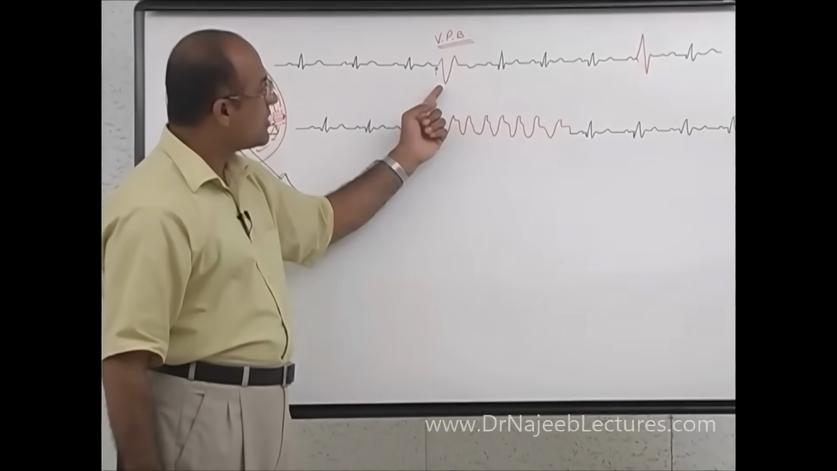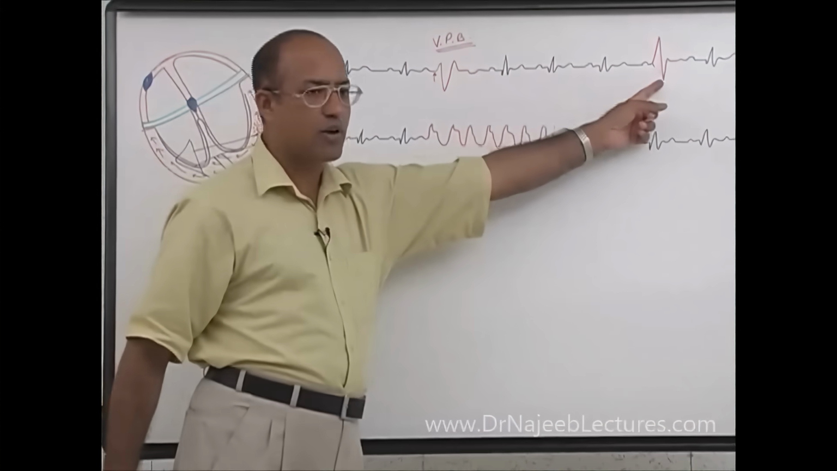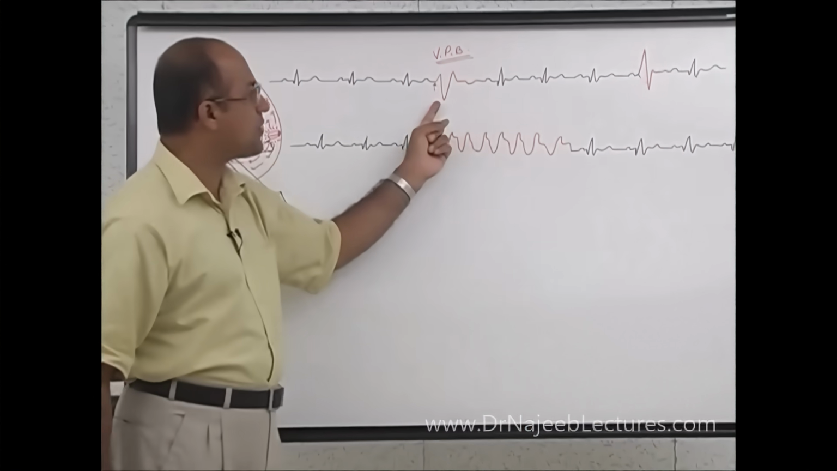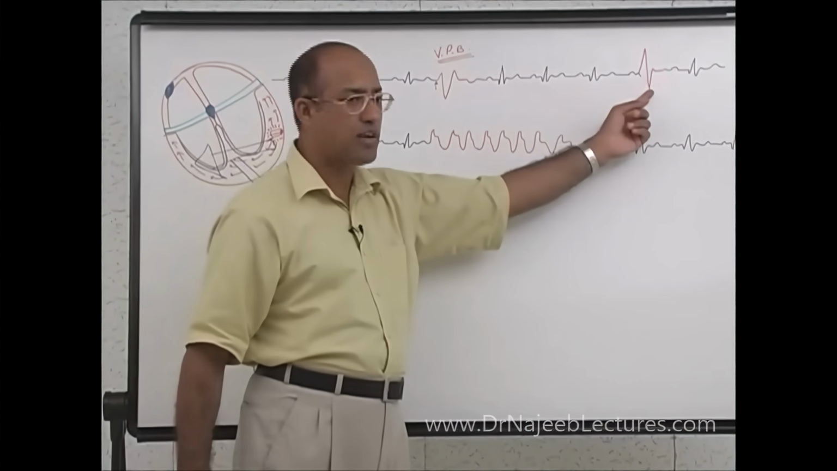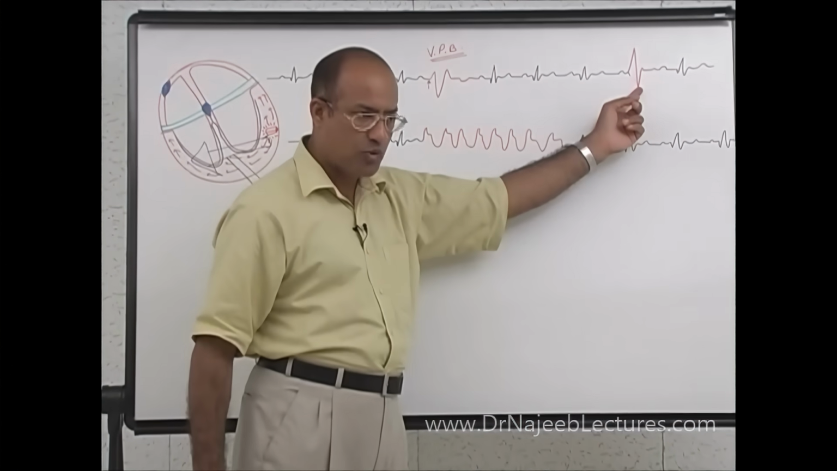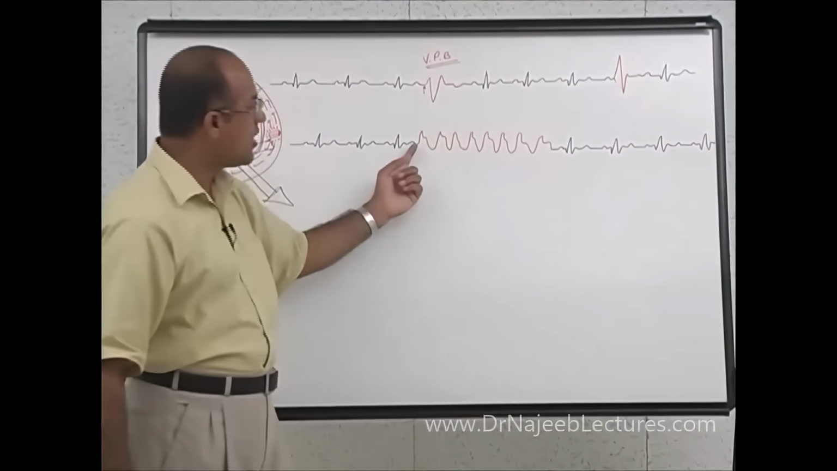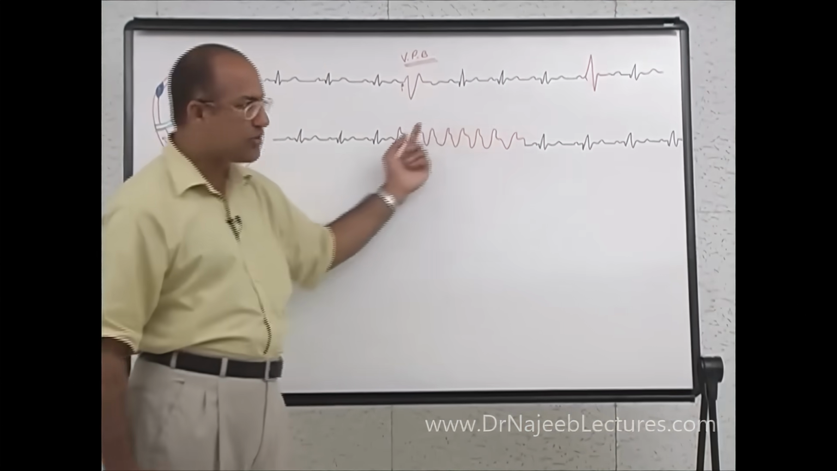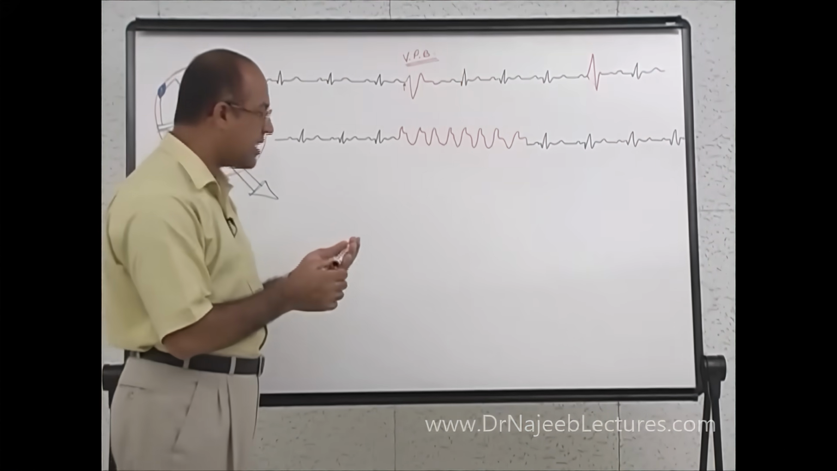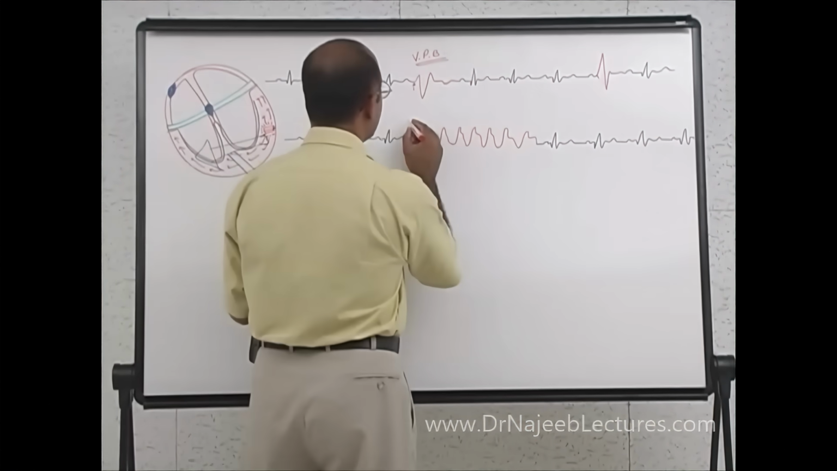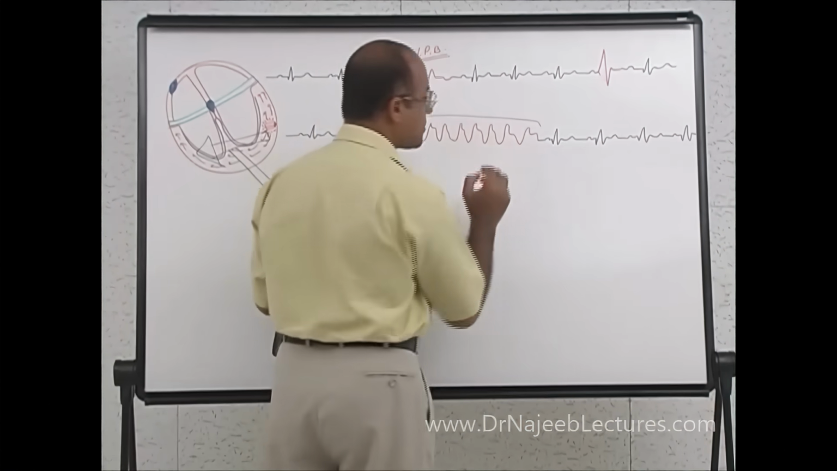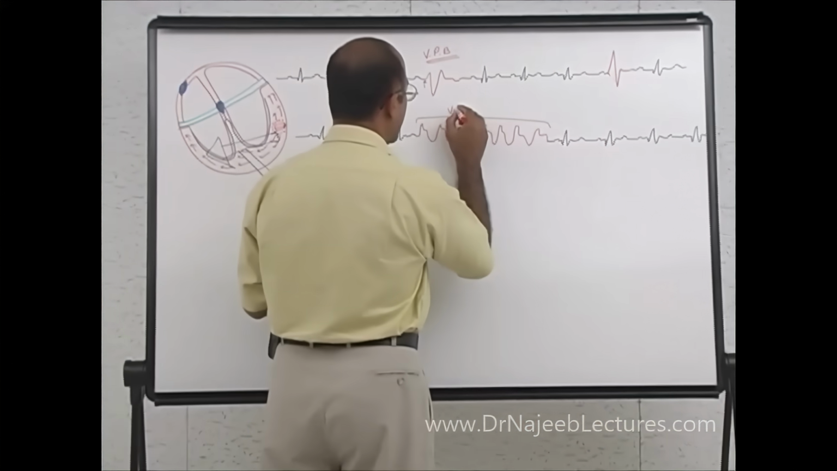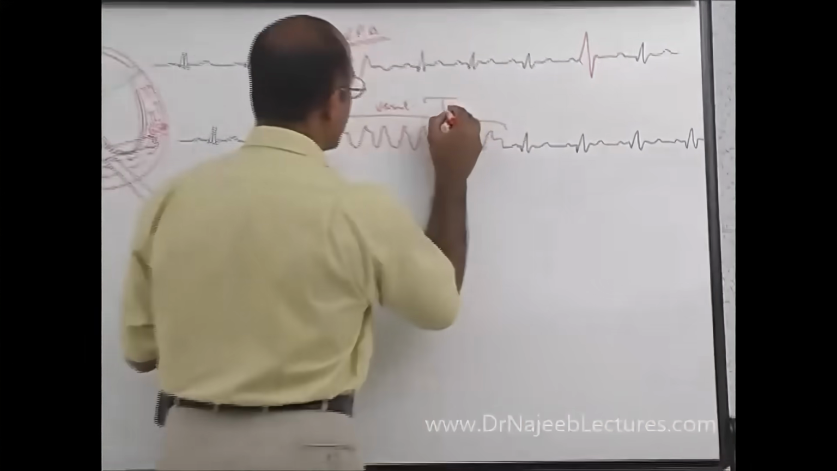But here this morphology is different and that morphology is different. It means this is a different ectopic focus and that is a result of a different ectopic focus. But here one ectopic focus has given multiple runs. So if it is more than 120 beats per minute, then we may call it, what do you call it? Ventricular tachycardia.